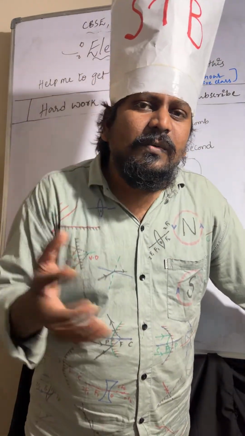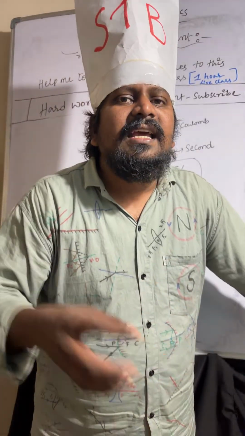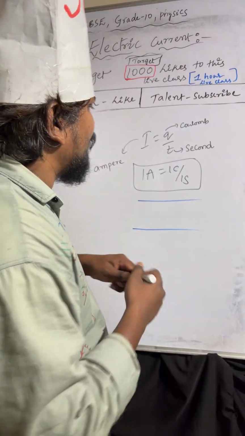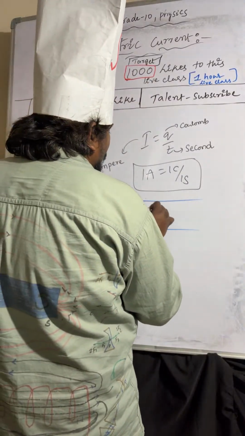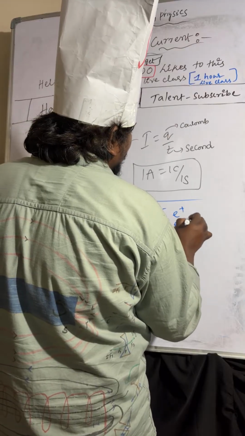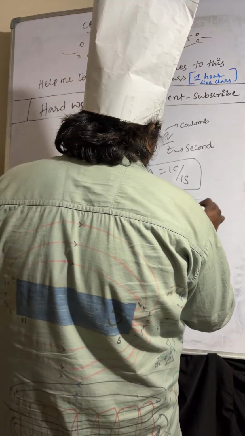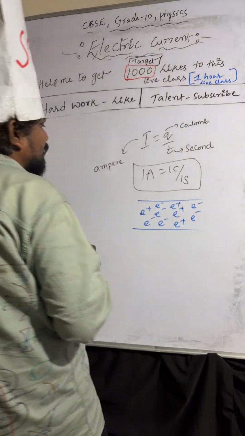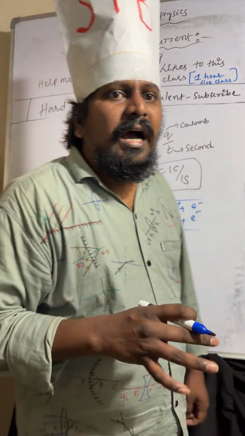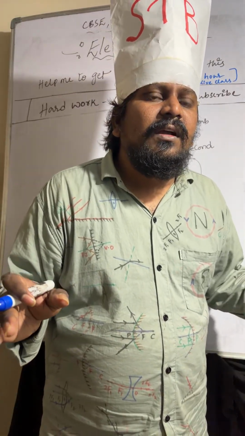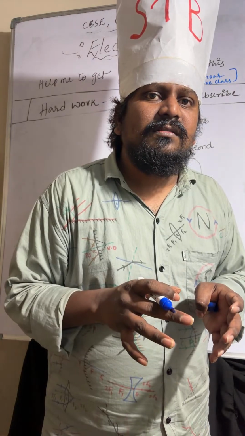So now number of charges are moving in the conductor, then only we can say current is flowing. Q equal to plus or minus Ne. N is the number of electrons. So here positive charges are there, negative charges are there. Understood?